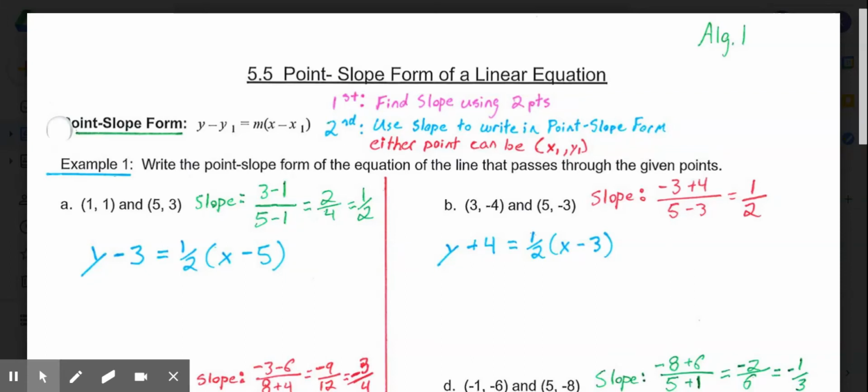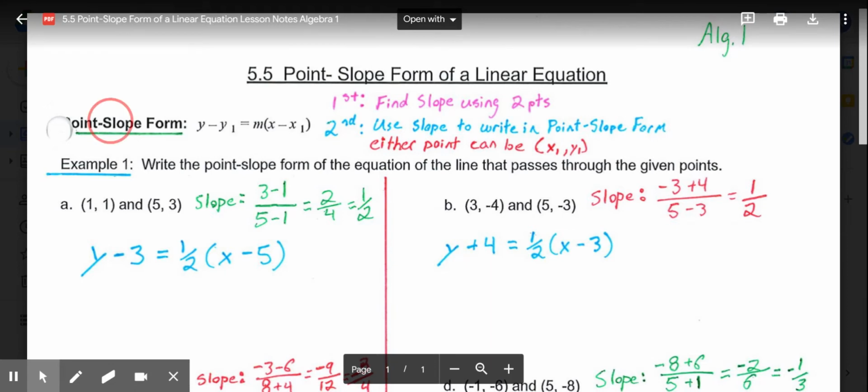Welcome to lesson 5.5, point slope form of a linear equation. So in lessons 5.1 through 5.4, we've been working with slope-intercept form, so y equals mx plus b. In this lesson, we are going to explore another form of equations for writing the equation of a line. And in this case, that form is point slope form. So from the title, it's going to involve using a point and the slope as part of your equation.